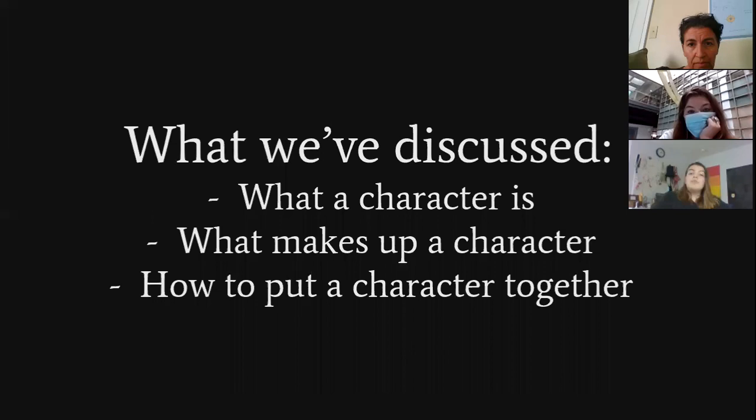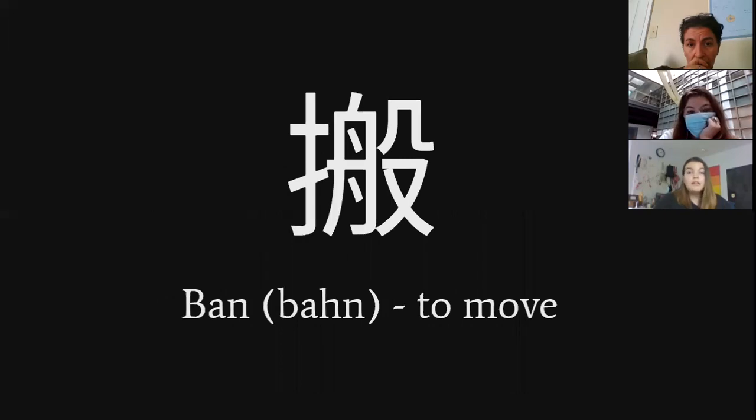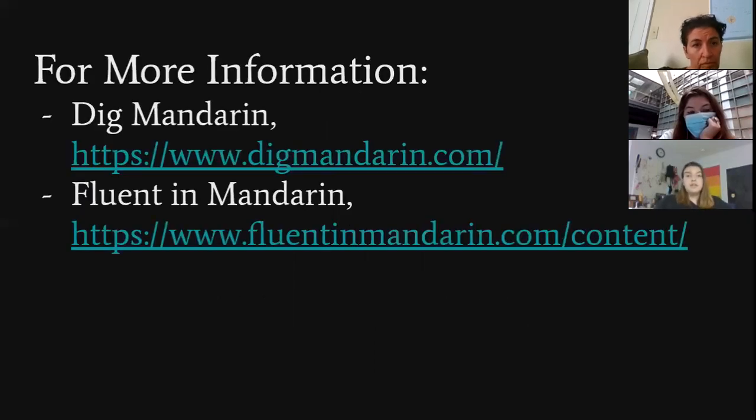In conclusion, today we've discussed what a character is, what makes up a character, and how to put a character together. Let's look back at the character I showed you at the beginning of this speech. We know it's ban, which means to move. Now you should be able to identify certain strokes within the character and have an understanding of how you would set about writing it in the correct stroke order. Anyone can learn Mandarin, and there are lots of helpful resources for beginners. All you have to do is take the first step. Thank you, everybody.